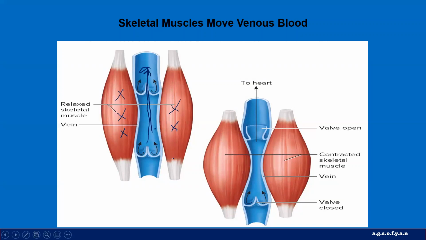So when it is contracted like this, then the valve will be open, and then the blood will flow. When this muscle relaxes, then the valve will be closed. It will prevent the blood from going down to the lower vessel. Okay, so this is the muscle contraction that will increase the blood flow in our vein or vena cava.